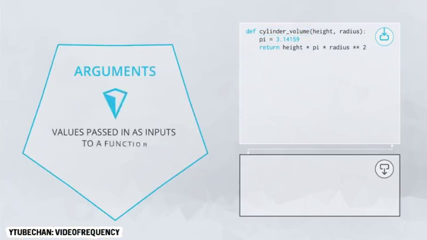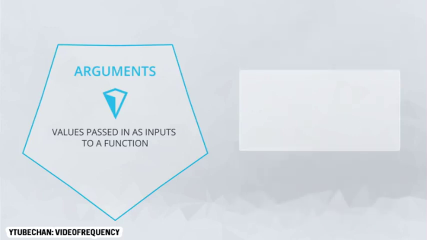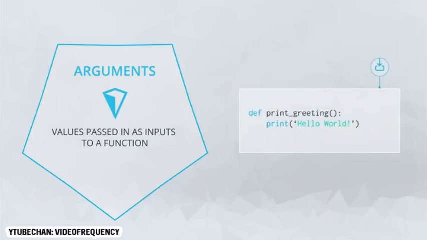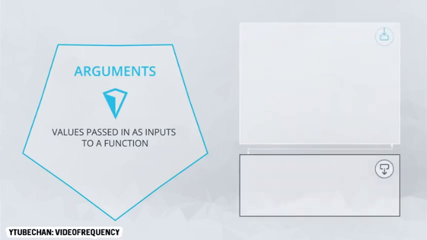After the function name are parentheses that enclose the arguments that the function expects, separated by commas. These arguments are values that are passed in as inputs when the function is called, and are used in the function body. If you write a function that doesn't take arguments, then just leave these parentheses empty. Here is an example of a function that takes no arguments. In this case, there is no input data we want to work with in the body of the function, so no arguments are necessary.